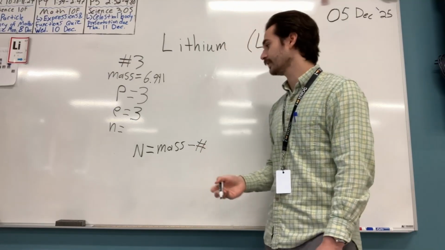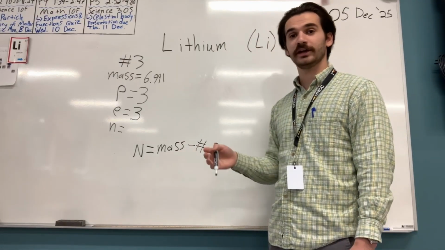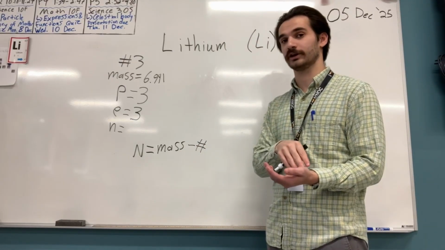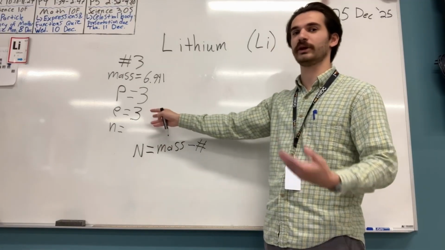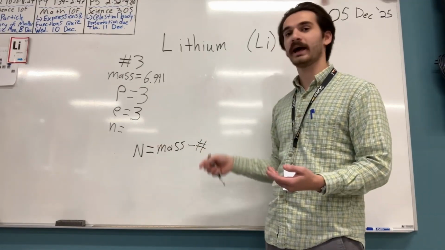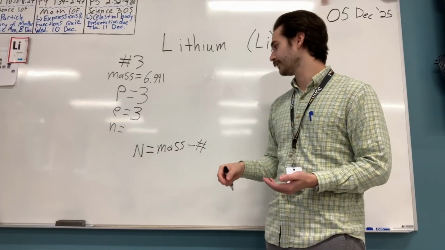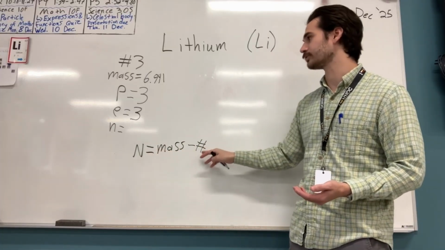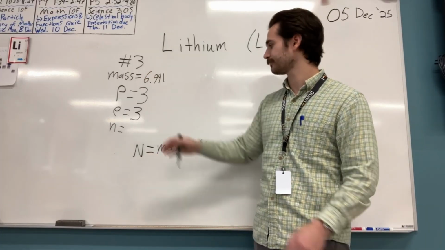The reason for this is because the atomic mass is your number of protons plus your number of neutrons. Electrons doesn't factor into it because they weigh so little. So if you got mass by adding protons and neutrons, then to get neutrons back, you're just going to take away your protons, which is the same thing as your atomic number.